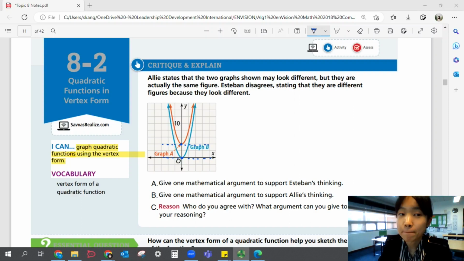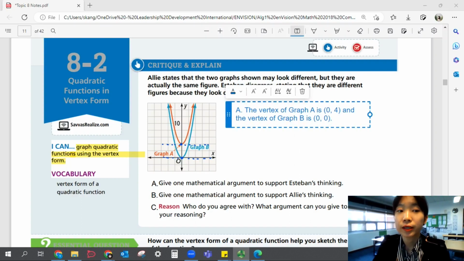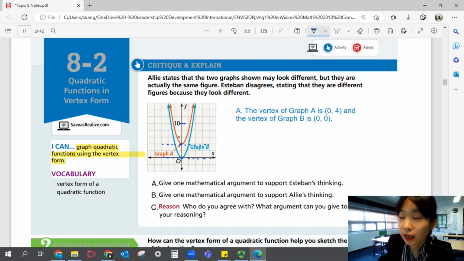Let's write that. There we go. The vertex of graph A is 0, 4. If you look at the grid line, this is 10, so each grid represents 2. 2, 4, 6, 8, and 10, right? So the vertex of graph A starts at 0, 4. The vertex of graph B is 0, 0. Okay, that's different. So the graphs are different.